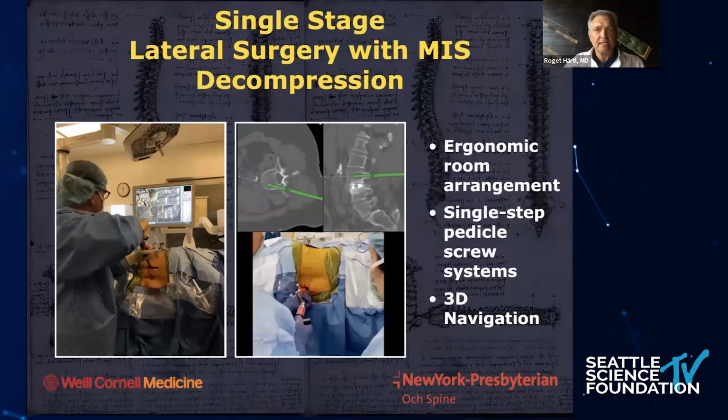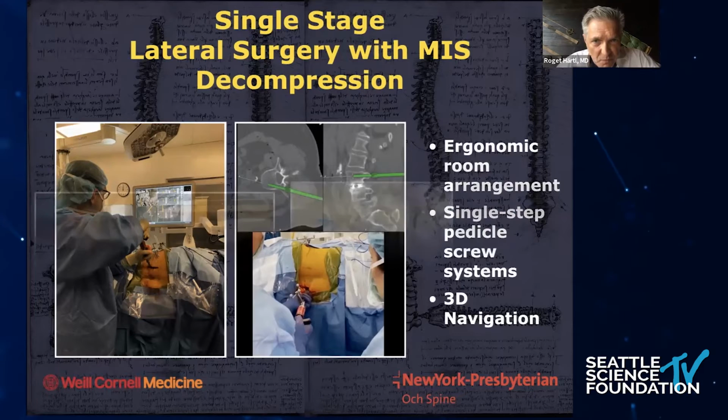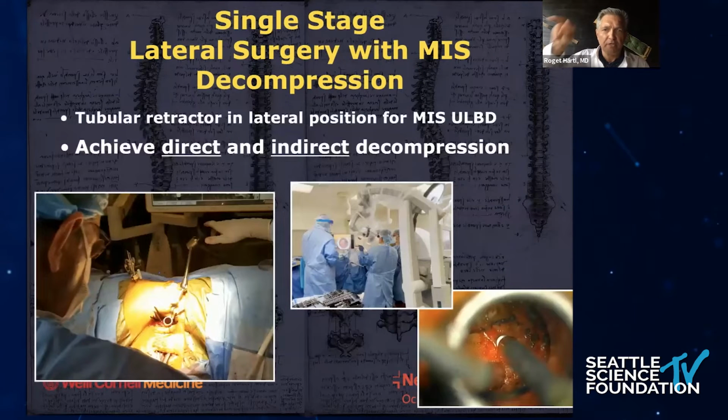And I was very interested in the success or the failure rate of indirect decompression. We published a paper a number of years ago that quoted about a 10% failure rate of indirect decompression. So now we started using tubular retractors in addition to putting in the screws from the side. I bring in the microscope if I think that patient also needs a direct decompression.